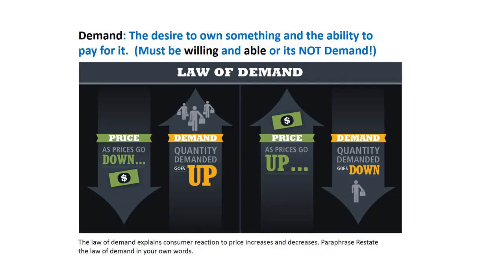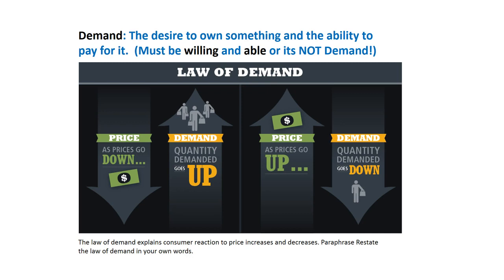We're going to look at demand first. And when we talk about demand, we're talking about the desire to own something and the ability to pay for it. So you have to be willing and able to buy something, or else it's not demand, it's just want. Or maybe you have the money to buy something, but you don't want it, so you don't buy it. So the only way we can actually measure demand is we look at what is actually purchased. That's how we know people were willing and they were able to buy it, because they did.